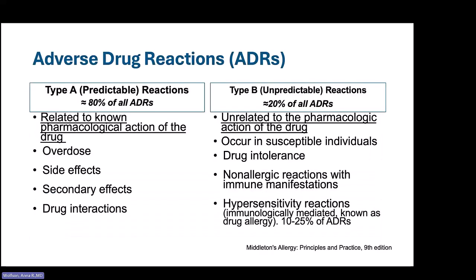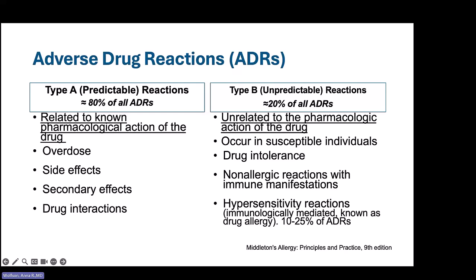So I always like to start this talk with the concept of adverse drug reactions in general. It's a little bit dry to think about, but it really is important to think about the difference between a type A, which are predictable reactions, versus type B, unpredictable reactions. So even though we're allergists, we are going to see people coming in and asking us about type A predictable reactions, which really accounts for 80% of all adverse drug reactions.